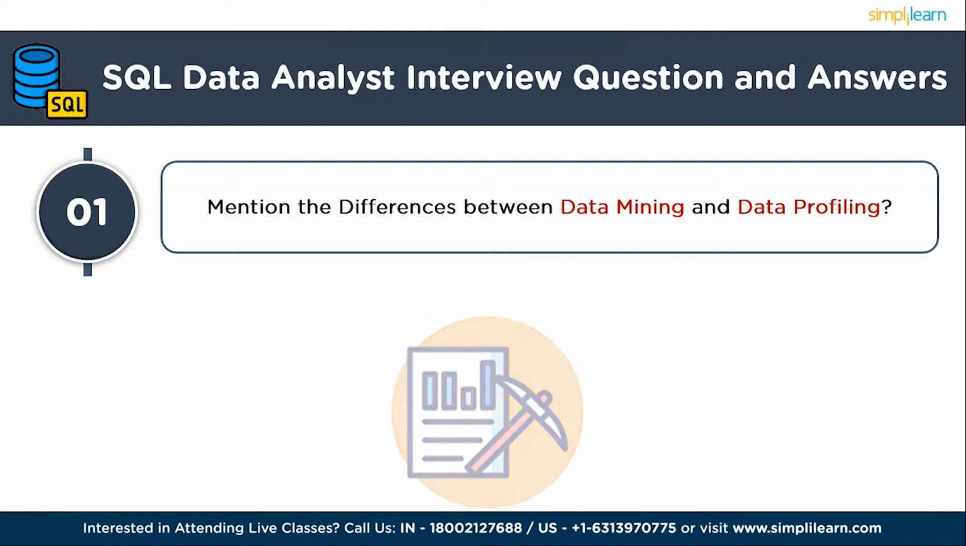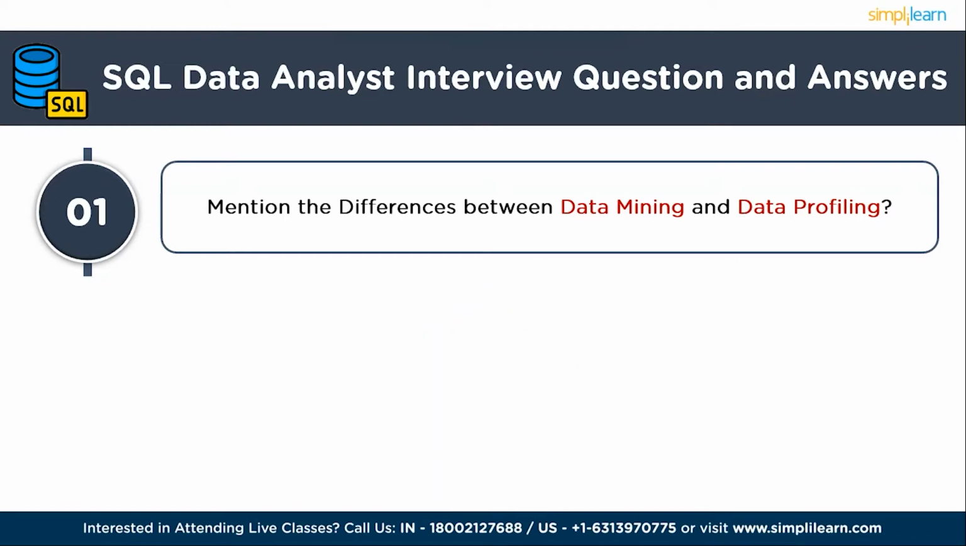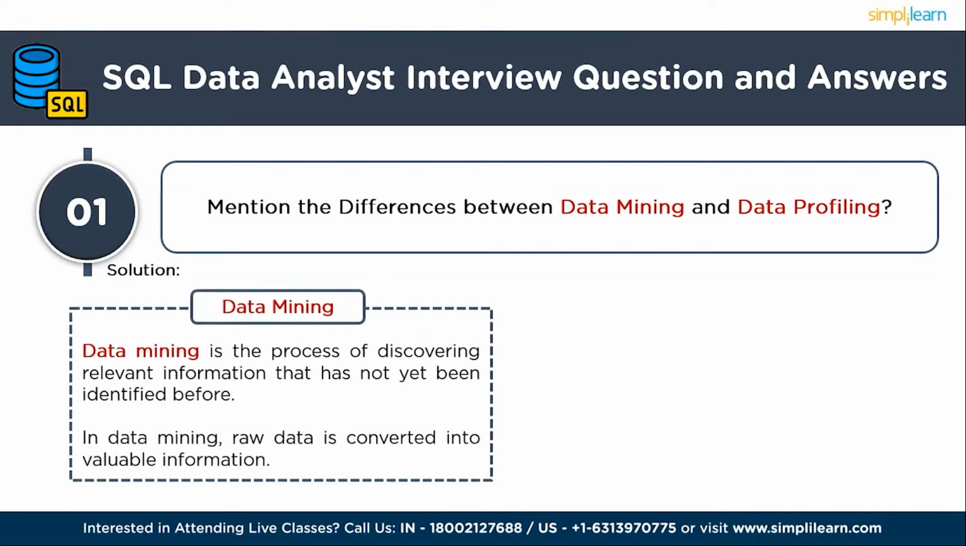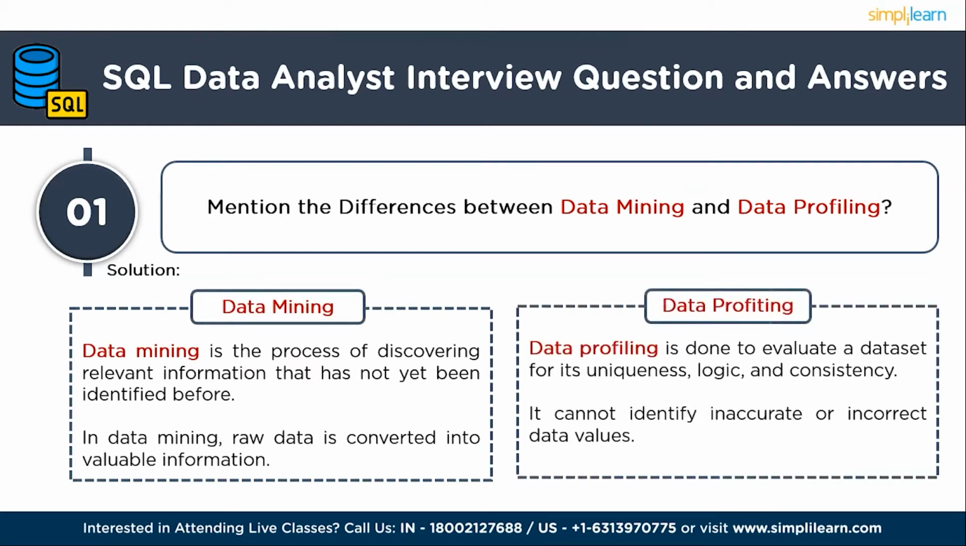So data mining is the process of discovering relevant information that has not yet been identified before. Data profiling is done to evaluate a dataset for its uniqueness, logic, and consistency. In data mining, raw data is converted into valuable information. And in data profiling, it cannot identify inaccurate or correct data values. So these are the main differences between data mining and data profiling.